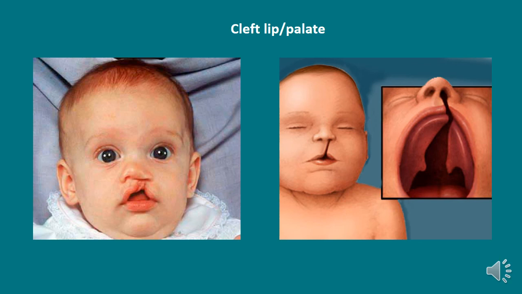Another example for a monogenic disorder is cleft lip and cleft palate. When the left and right sides of the lip are not properly fused during embryogenesis, it will give rise to cleft lip. And when the left and right sides of the palate are not properly fused during embryogenesis, it will give rise to cleft palate. Sometimes both these conditions will appear in the same individual.